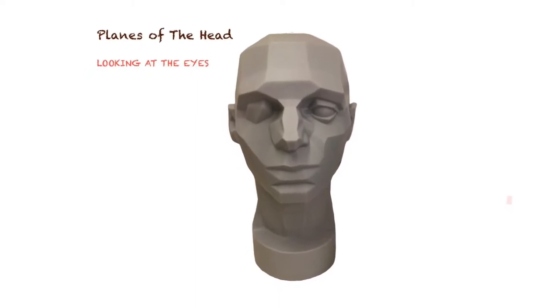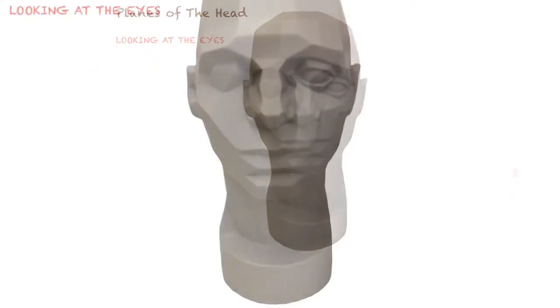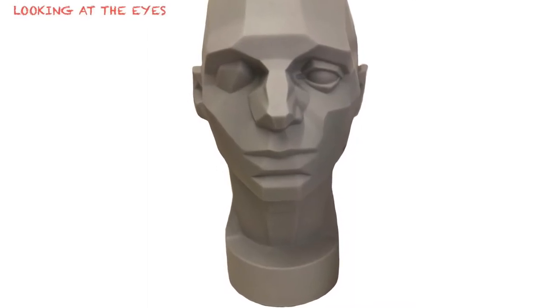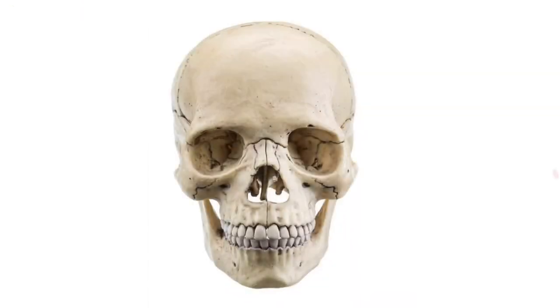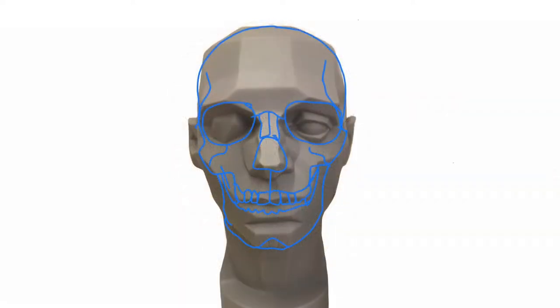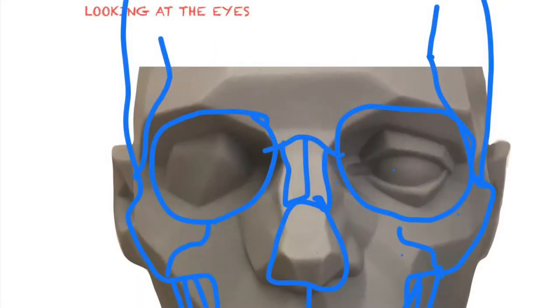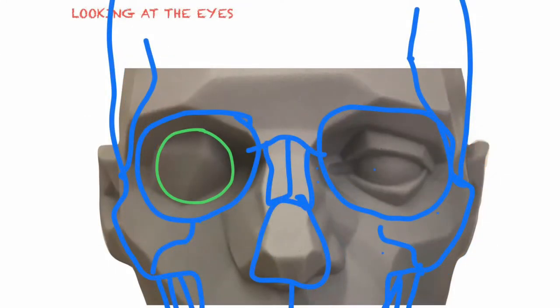Okay, so there's Manny, and we're going to have a very close look at those eyes and what happens in the eye area. To truly understand what's going on with the eyes, we need to look at the skeleton. We need to look underneath the flesh and the muscle. I have superimposed a drawing of the skeleton on top of Manny, and then we're having a closer look at those eye sockets. Now you can see how the whole of the eye socket encompasses from the brow bone to underneath the actual eyeball.